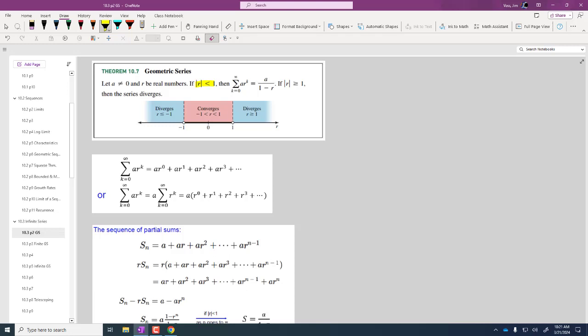And this is nice about a series. It either converges or diverges. There's nothing else. It's one or the other. If it's not converging, it's diverging.